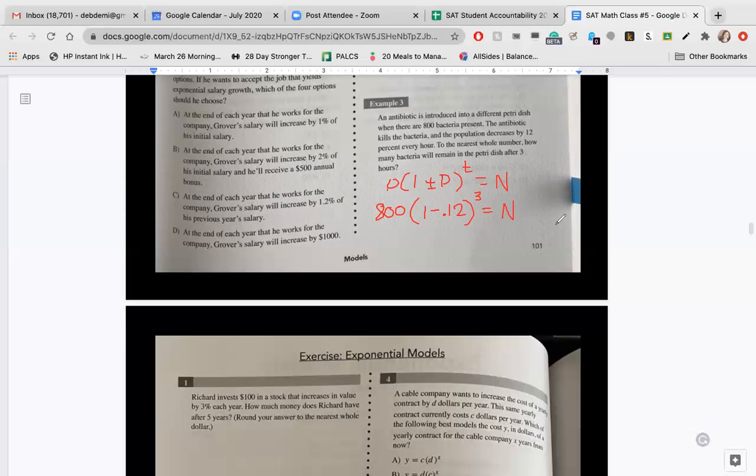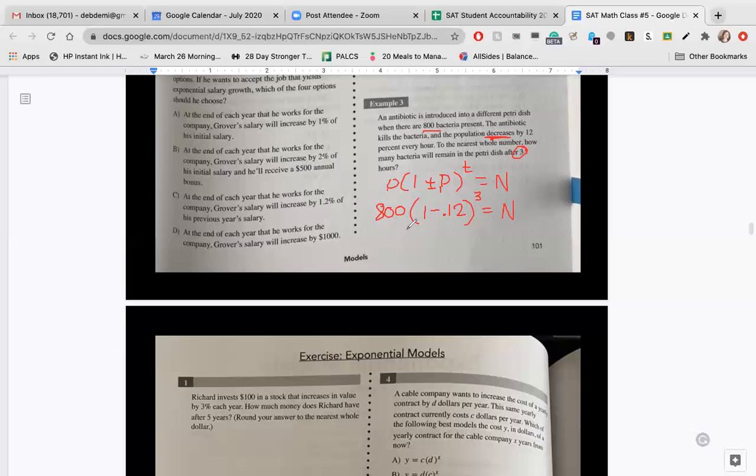All right, so let's do this together. Sensing some hesitation. Now you guys can all get this one. You can all do this problem, okay? So here's the formula. It's the original amount, 1 plus or minus the percent, to the time power. So the initial amount is 800, so you put the 800. 1 plus, it's minus because it says it's decreasing, 12%. So 12% is 0.12. And the time is 3 hours, so to the third power.